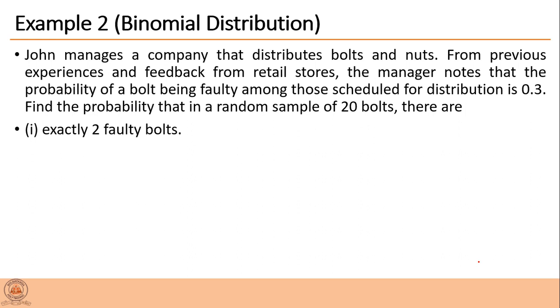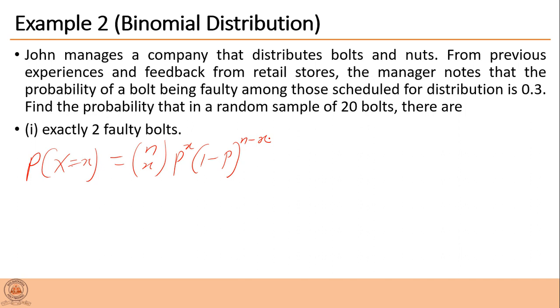Now let's take an example of the binomial. We said the binomial was: n choose x, probability of a success raised to the power x, times probability of a failure raised to the power n minus x. So this is the formula, or the probability distribution, of a binomial.